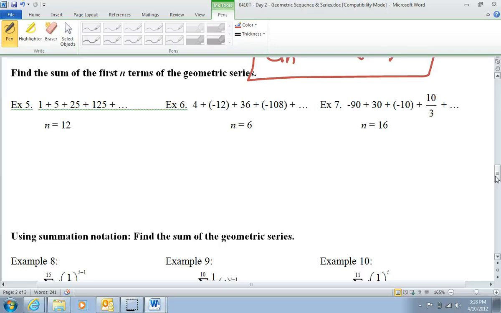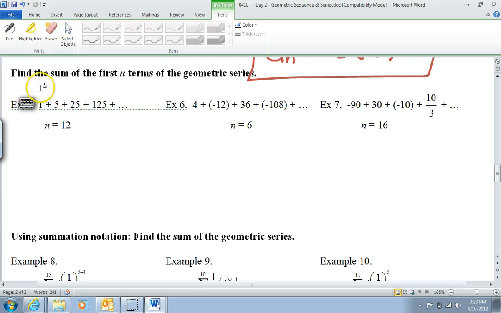Find the sum of the first n terms of the geometric series. Here's a formula. I'm just going to teach you the formula for how you find the sum when it's geometric.